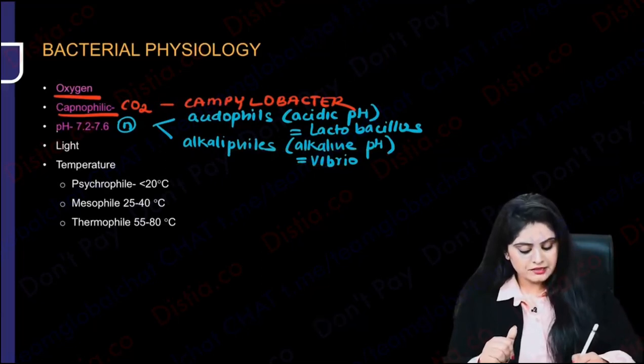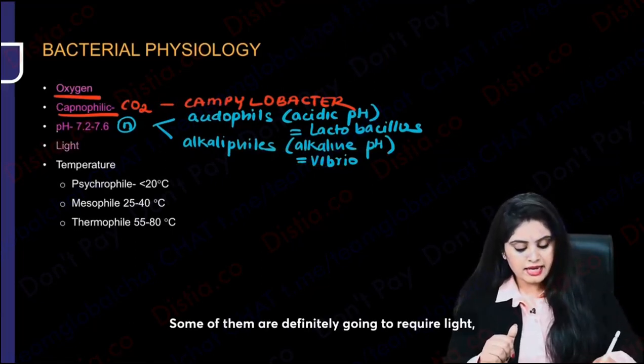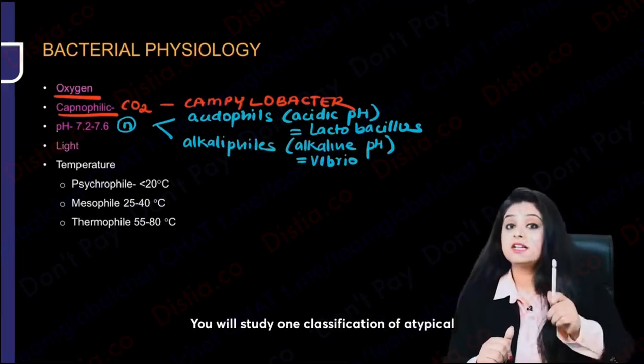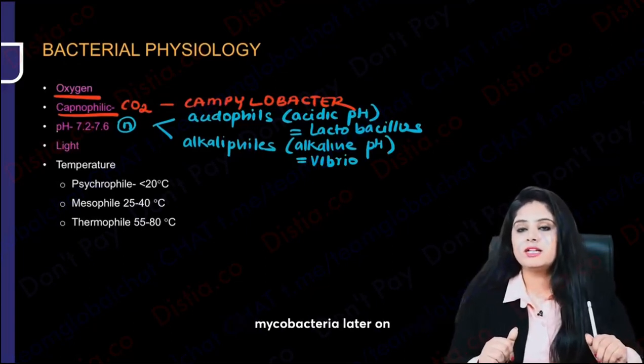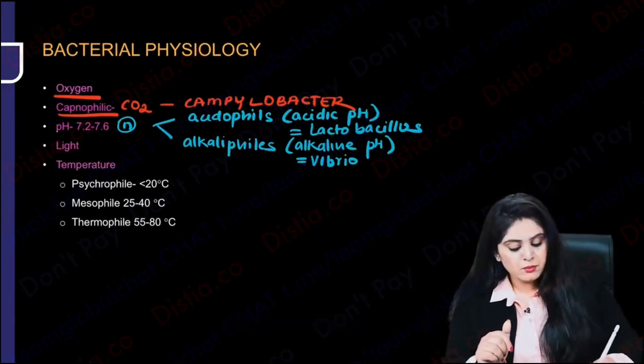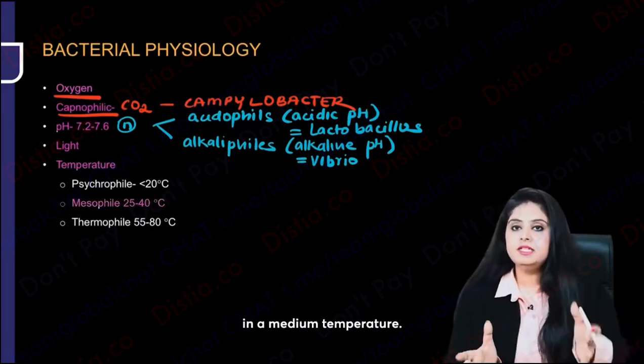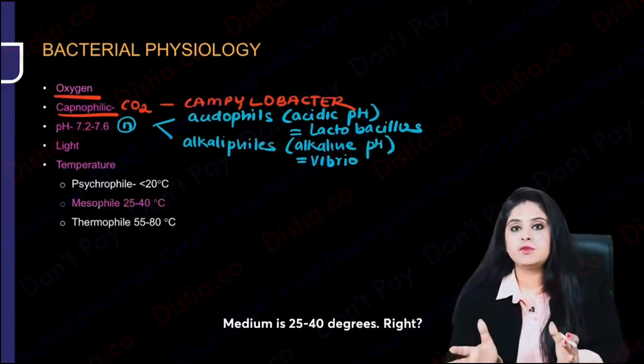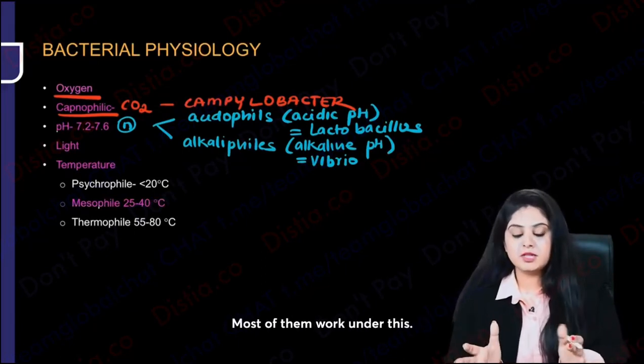Let's move forward. Some of them are definitely going to require light, some of them will not. You will study one classification of atypical mycobacteria later on related to light and dark. Coming to temperature, most of them are going to work in a medium temperature. Medium is 25 to 40 degrees. Most of them work under this.